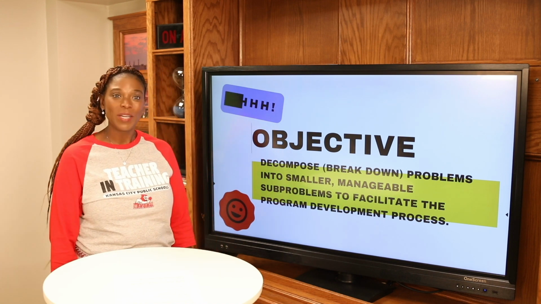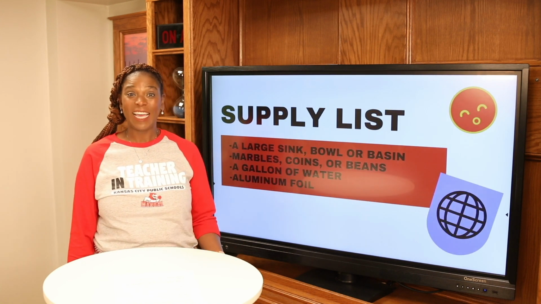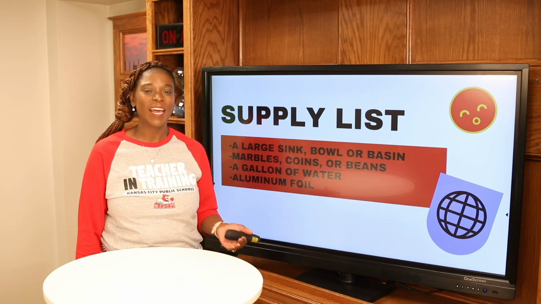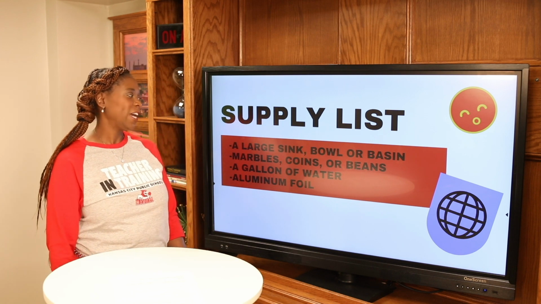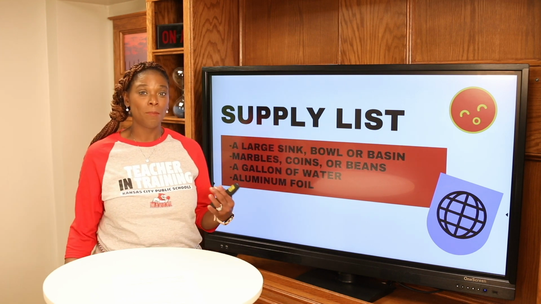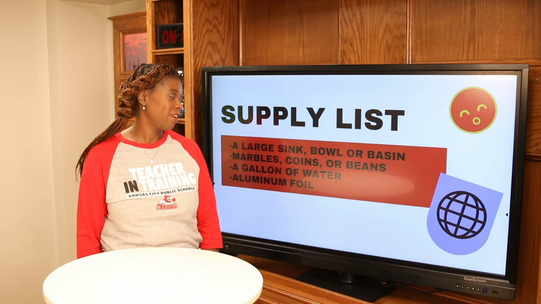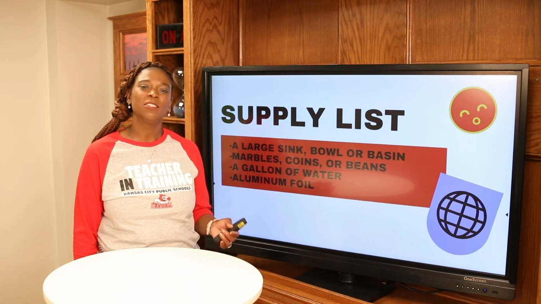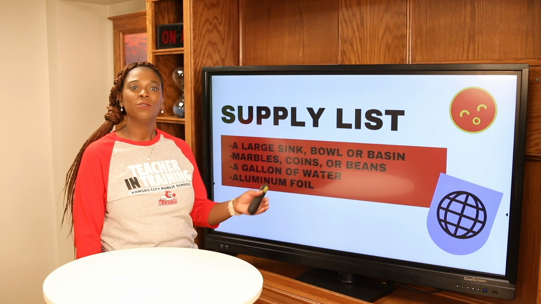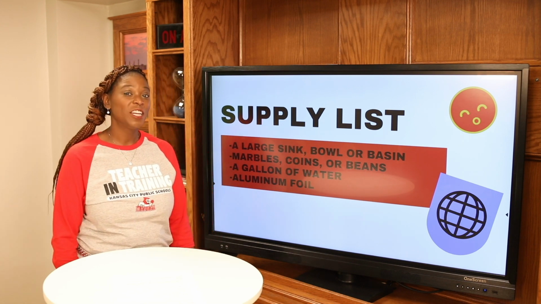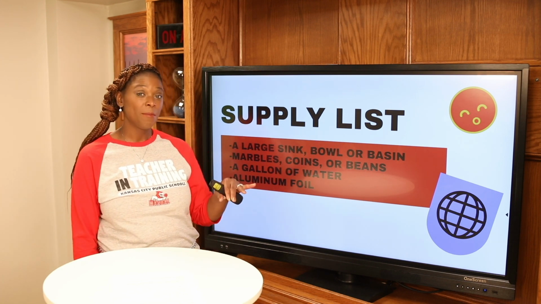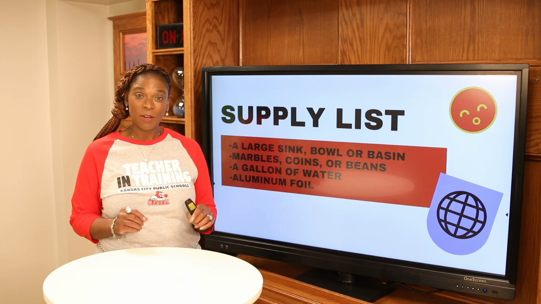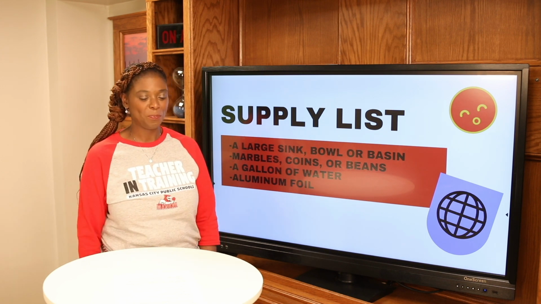Today, what you're going to need is a piece of paper to take down notes so that you could replicate this project at a later time. For the project, you're going to need a small bowl, basin, or you could do it in your sink. You're going to need marbles or maybe 15 pennies or something small that you could use as a weight. And you're also going to need about a gallon of water to put in the basin and aluminum foil sheets. Regular aluminum foil, not the heavy duty.